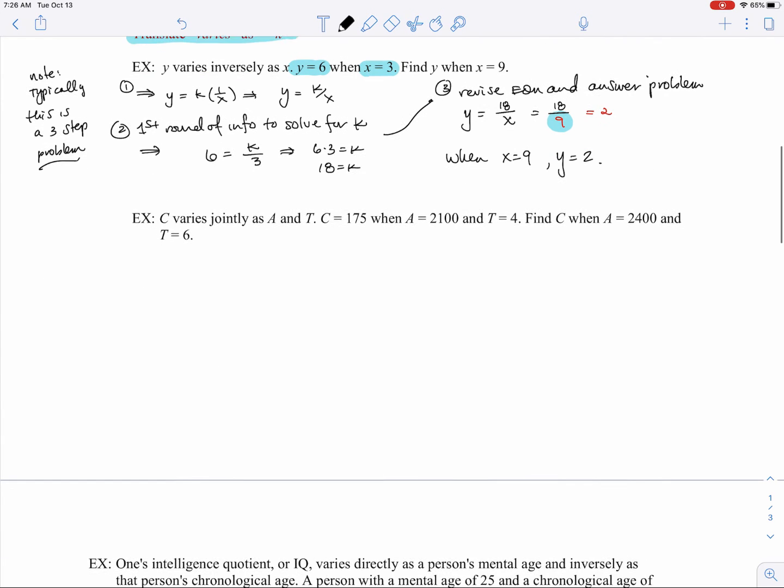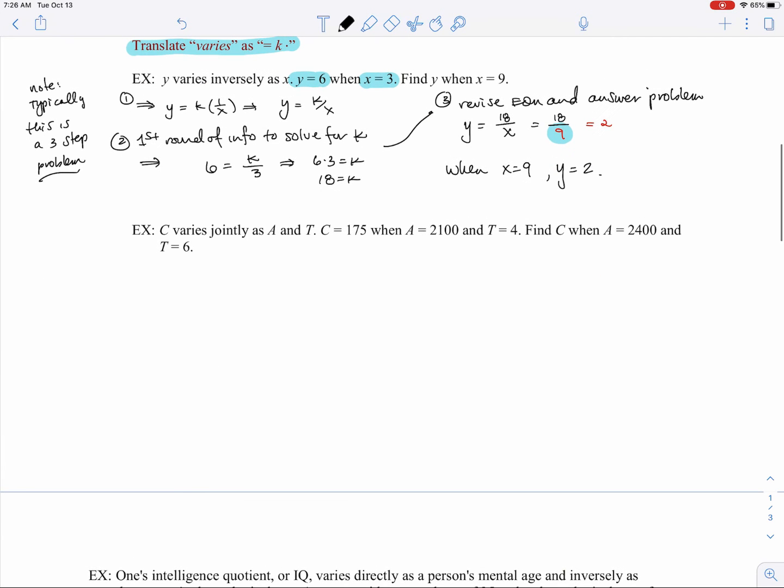So let's try that 3-step again here. C varies jointly as A and T. So step 1 is our equation. C is proportional to, or jointly proportional to, A and T. C equals kAT, where k is our constant of proportionality. Step number 2 is going to be plug in the values that were given.